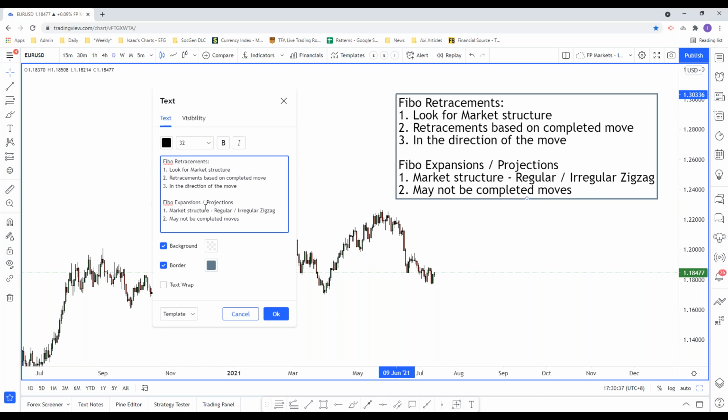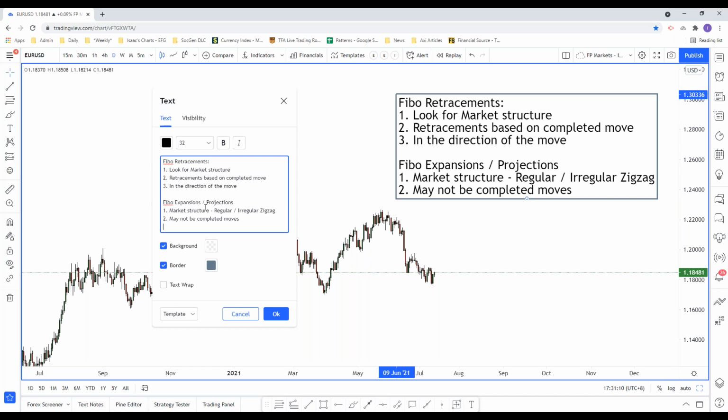So expansions and projections tend to change quite a bit, right? Which is why I don't really like it as well. If the move is so-called completed, then you won't really have so much use of the expansion projection. You are just finding possible resistance levels in a bullish market, and you're finding possible supports in a bearish market. So, may not be completed moves. I'm not saying that it has to be uncompleted or it has to be completed. It just may not be completed moves.